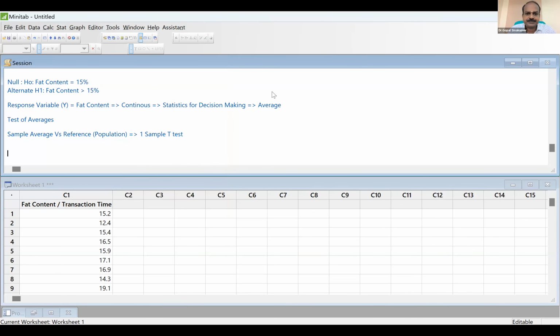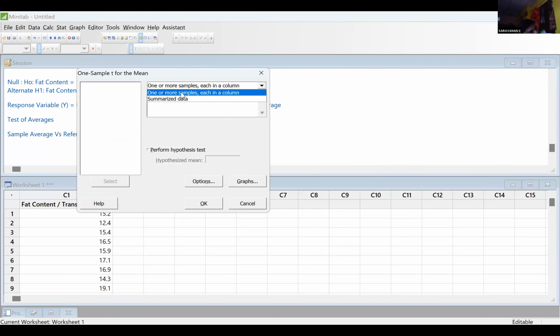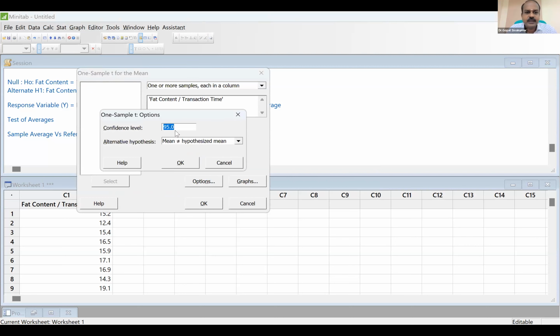So I click this. Now, one or more samples in a column. See here, summary data, RK was saying: if summary is available, use that. Otherwise, if data is available, you come here. Now click, fat content. I have given two names, so don't worry about it; consider that as fat content. Now perform the hypothesis test. Hypothesis mean is nothing but the company specification, which is 15%. Option: confidence level. How much confidence do you want?